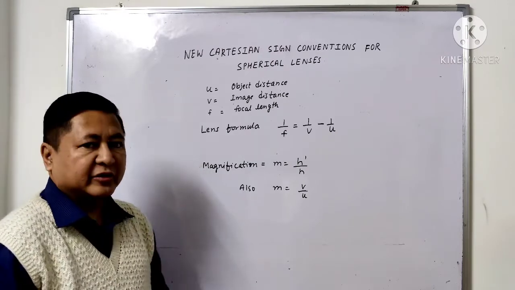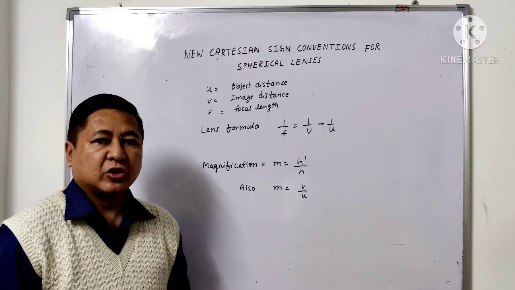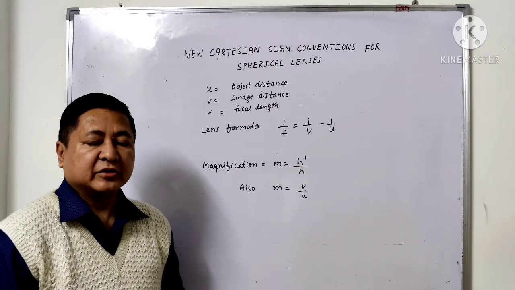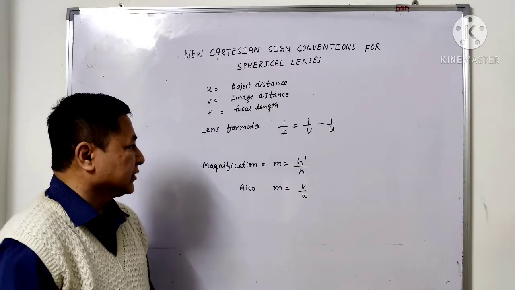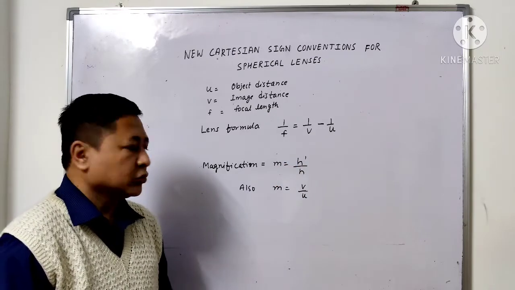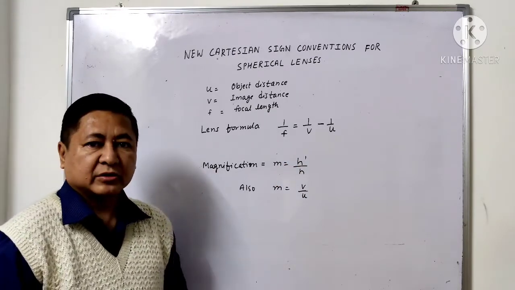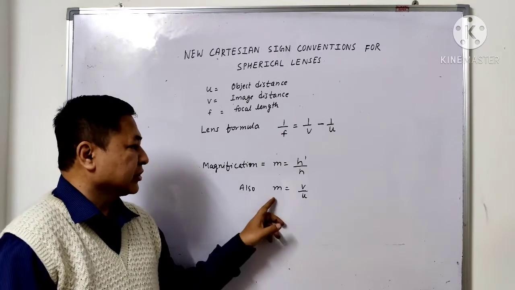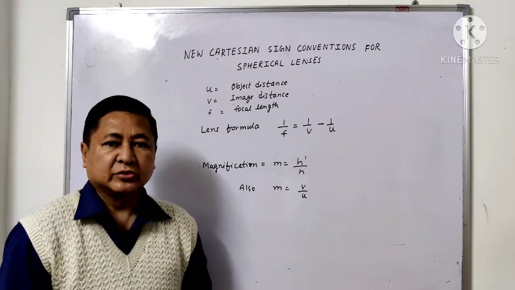And also magnification, that we know is the ratio of the height of the image to the height of the object, denoted by m, that is equal to h dash upon h. Also the magnification produced by the lens is given by the formula v upon u.